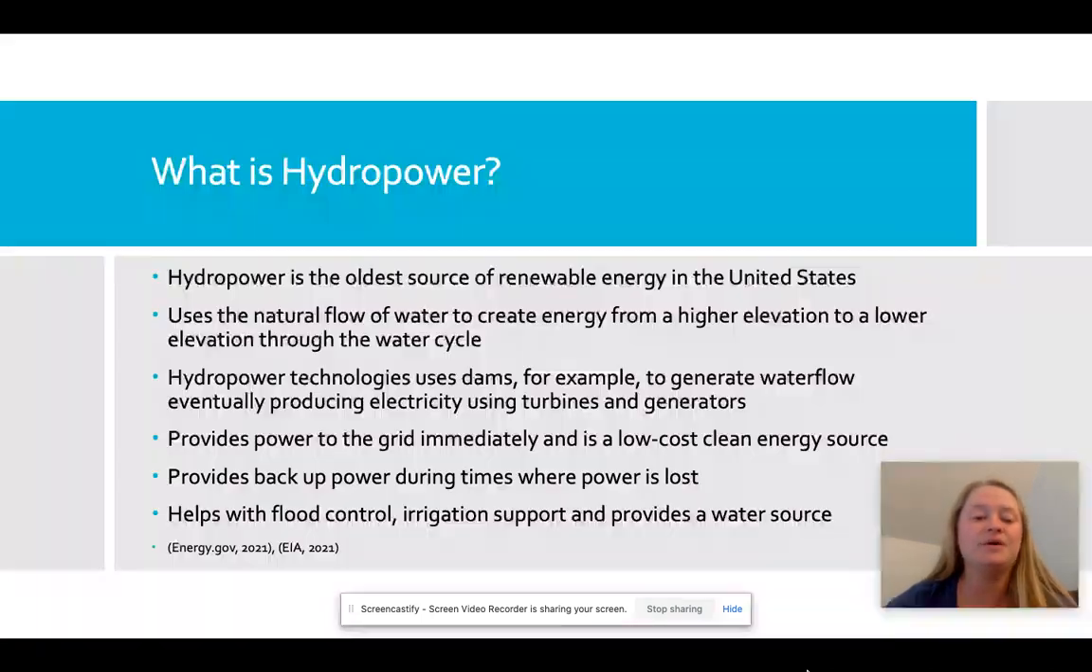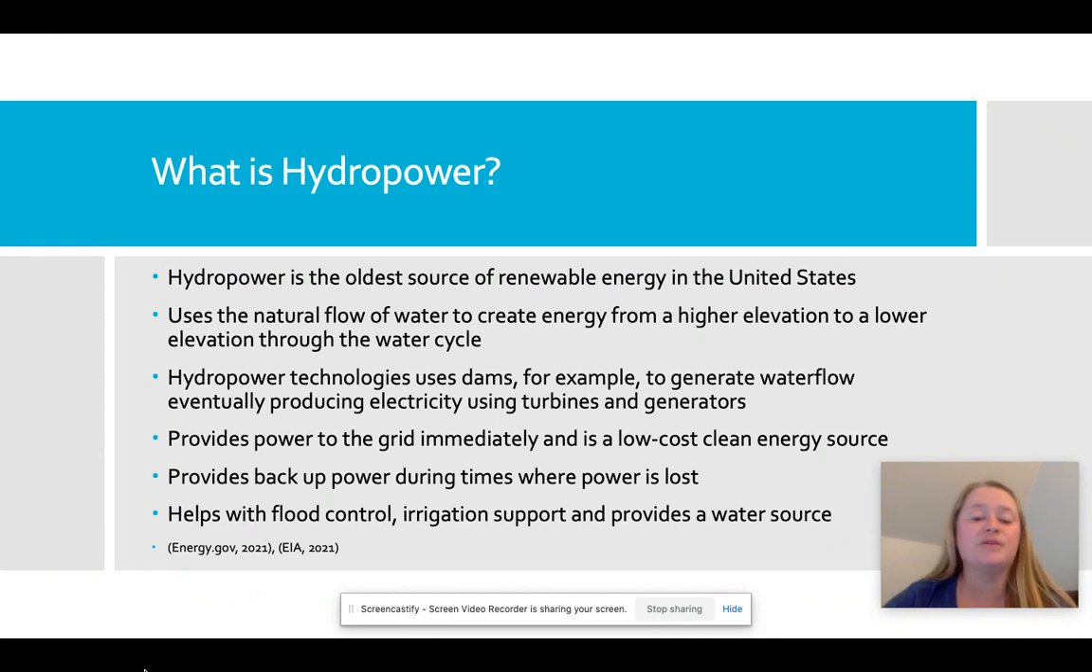Next, we have hydropower. What is hydropower? Hydropower is the oldest source of renewable energy in the United States. It uses the natural flow of water to create energy from a higher elevation to a lower elevation through the water cycle. The water cycle is happening all the time through Earth. Water is going up into the sky and coming down through the rain. Hydropower technologies use dams, for example, to generate water flow, eventually producing electricity using turbines and generators.